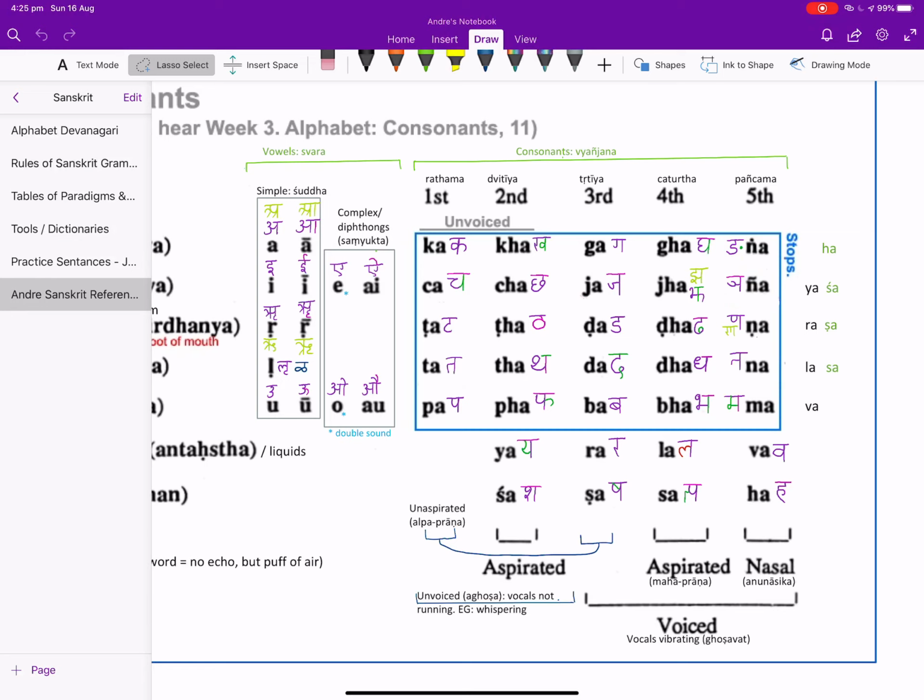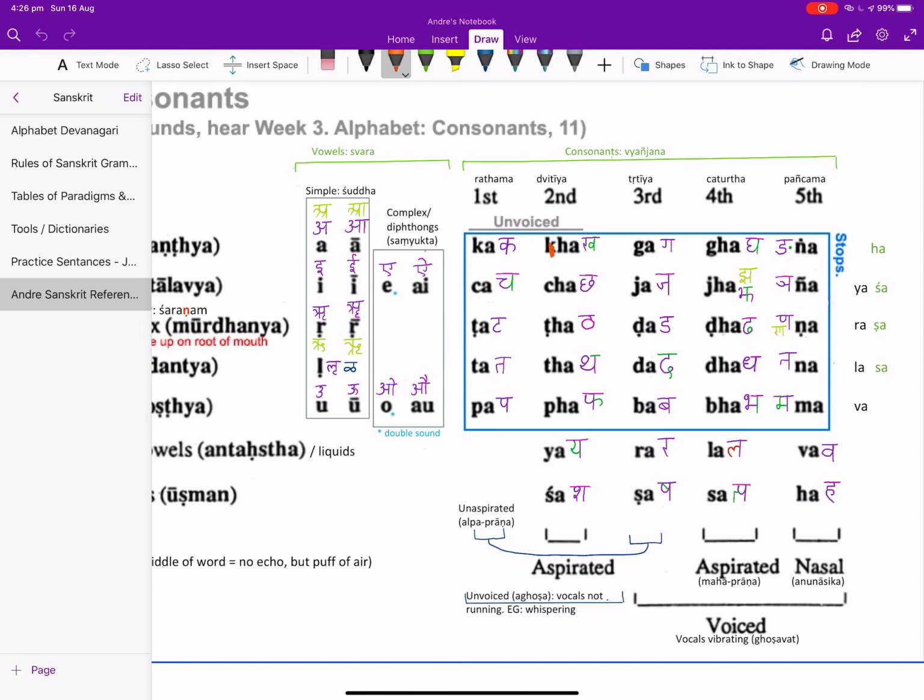Now, if there is some trouble pronouncing these aspirations, then to exaggerate, it would be more like K and H. If you could say K and H together, that's what it would sound like. If still having trouble pronouncing, then just remove the K, pretend, and just say ha.